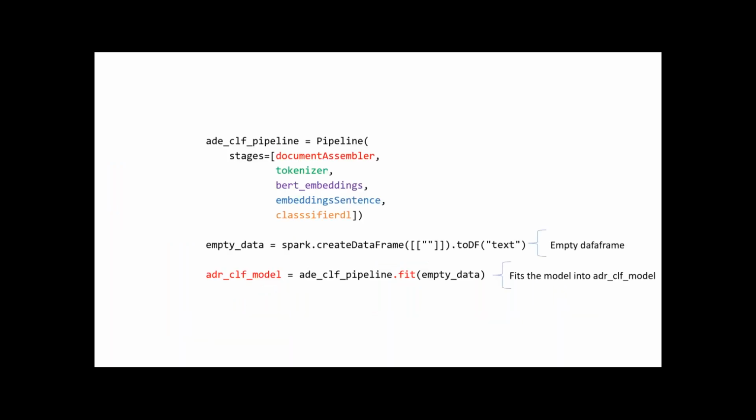Once you have defined these components, the next step is to assemble all of them in the pipeline. You can see that in this piece of code. And then finally, here we are generating an empty data frame in Spark. This is the way you define an empty table or data frame. Then we pass this empty table into the fit function, which will generate the model from the pipeline. That is what we will use to classify texts.